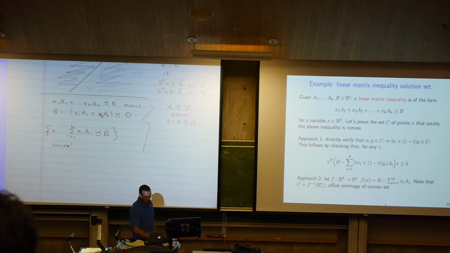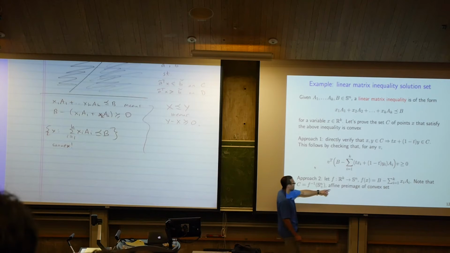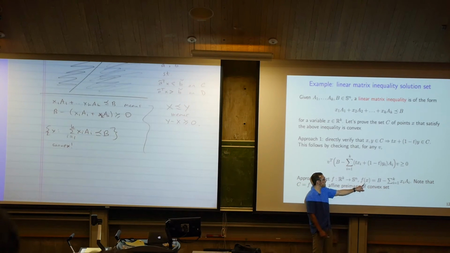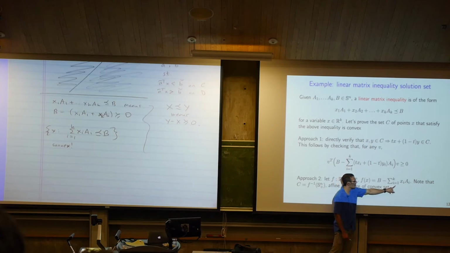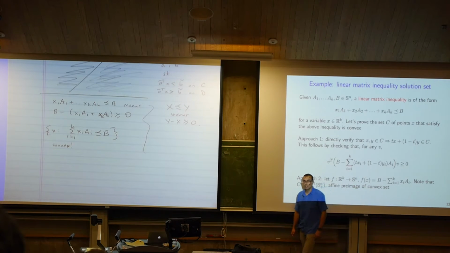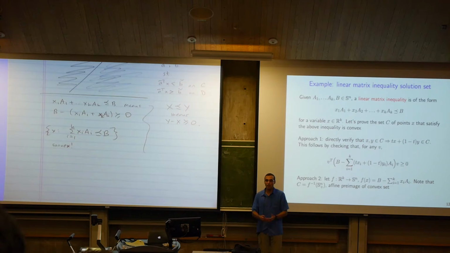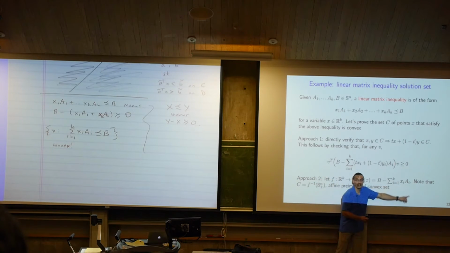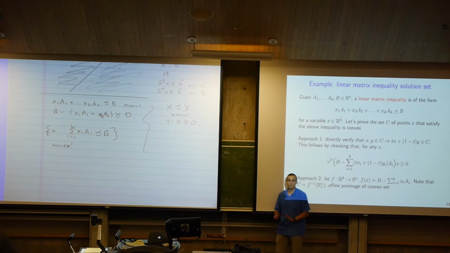So stepping through that a little more carefully, let's think about a function that goes from Rk to this set of symmetric n by n matrices, which is this function. You pass vector x, it gives you back b minus the sum of xi ai. Okay, that function is actually affine. Think about how it acts on the variables x. This is just adding constants, and this is just linear. So it's just an affine function.